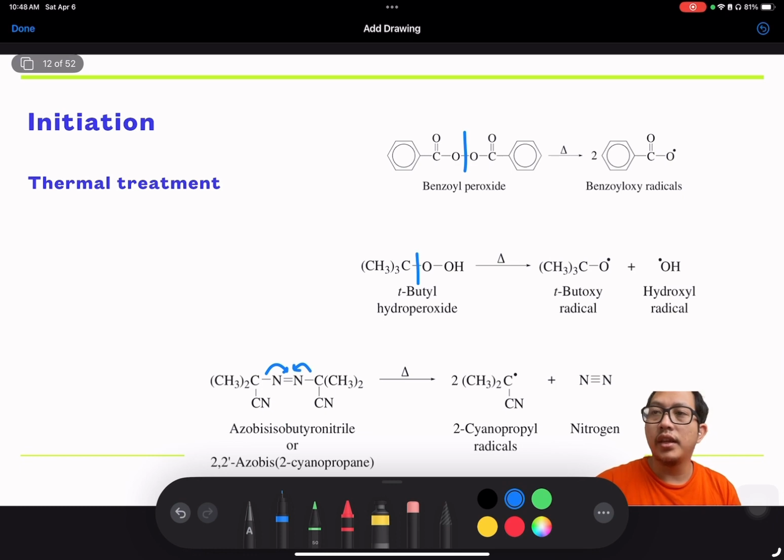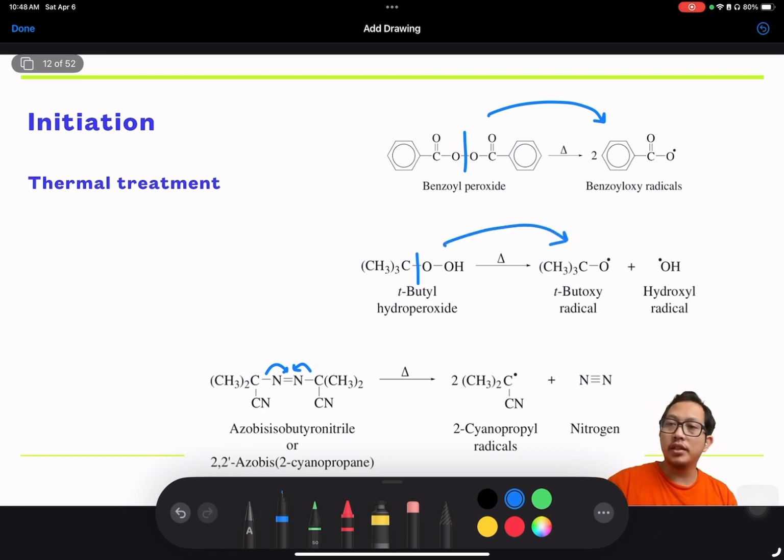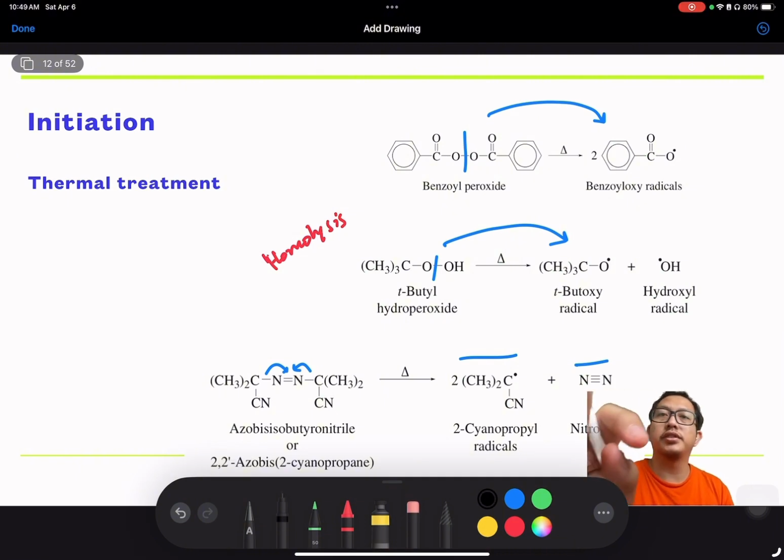Okay, so the first one you get into two benzoyl radicals, and this is going to have a butoxy radical, and oh, this is not true. It's supposed to be here. Okay, and hydroxy radical, and this becomes cyanopropyl radicals and that product has nitrogen. But the idea is we cut off the initiator molecules. Okay, we have the homolysis using the thermal treatment. This is, I think, a common initiator for thermal treatment.